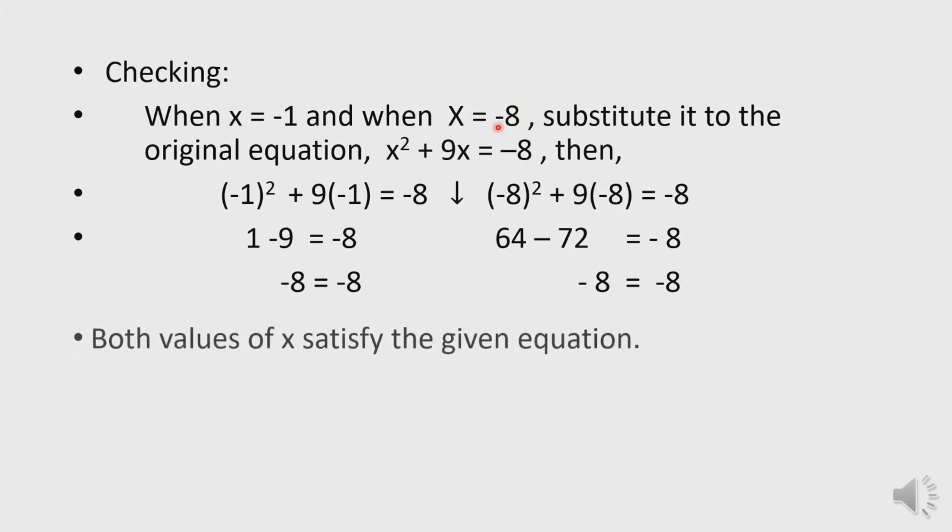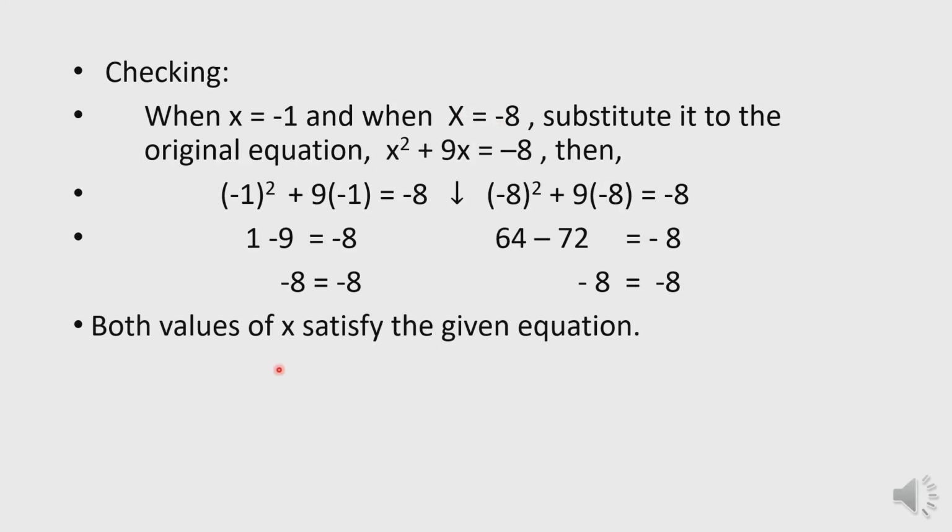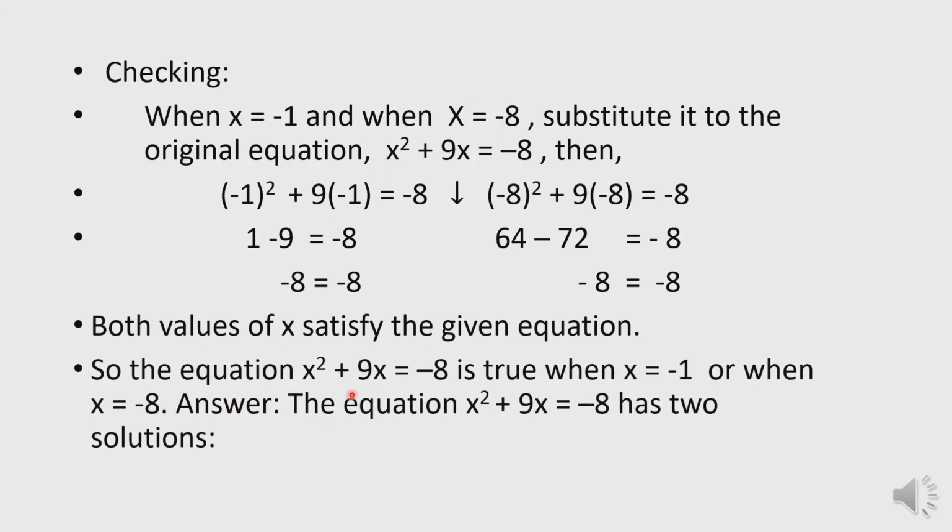Okay? So both values of x satisfy the given equation. So the equation x squared plus 9x equals negative 8 is true when x is negative 1 or when x is negative 8. So the equation x squared plus 9x equals negative 8 has two solutions: x sub 1 is equal to negative 1 and the other one is negative 8. Okay? I hope you understand.